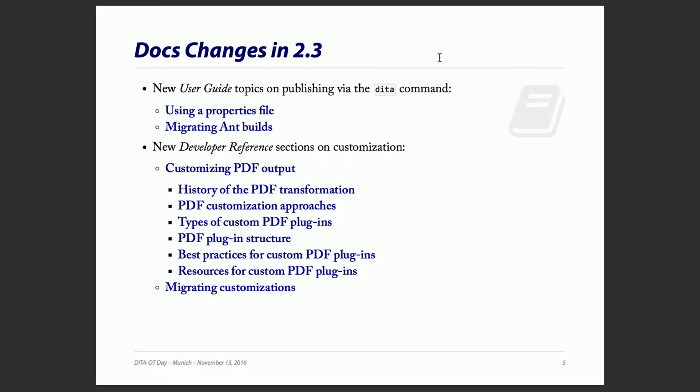Typically in the past, before the DITA command arrived, people were doing this in Ant scripts, and their Ant scripts contained the properties, or the parameter settings and things like that. Now we can do that in a properties file that basically serves the purpose that many people used Ant build scripts for in the past. If you were using them just to store properties, you don't need to do that anymore. And so there are some instructions on how to do that and how to migrate your old Ant build scripts to use this new method. And this content was provided by our colleague Shane Taylor.